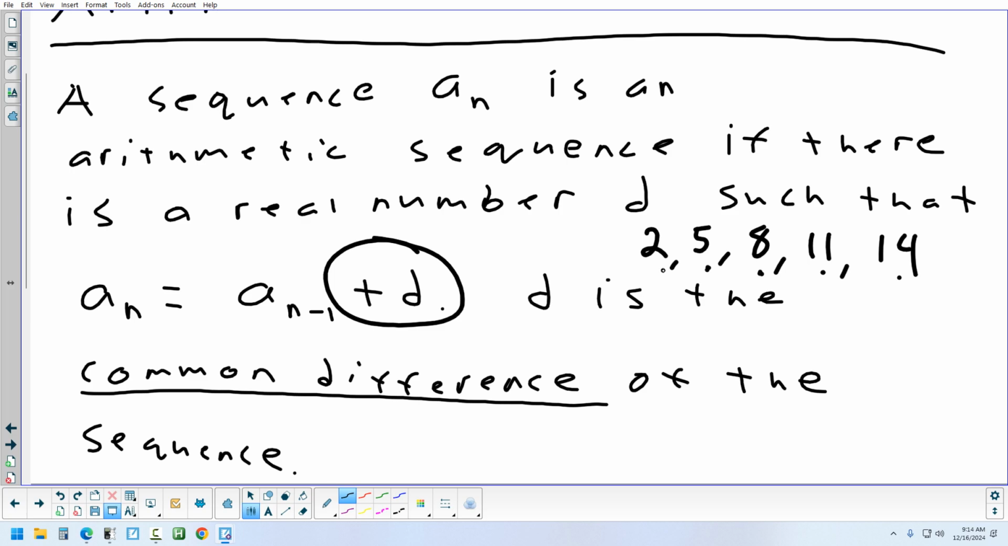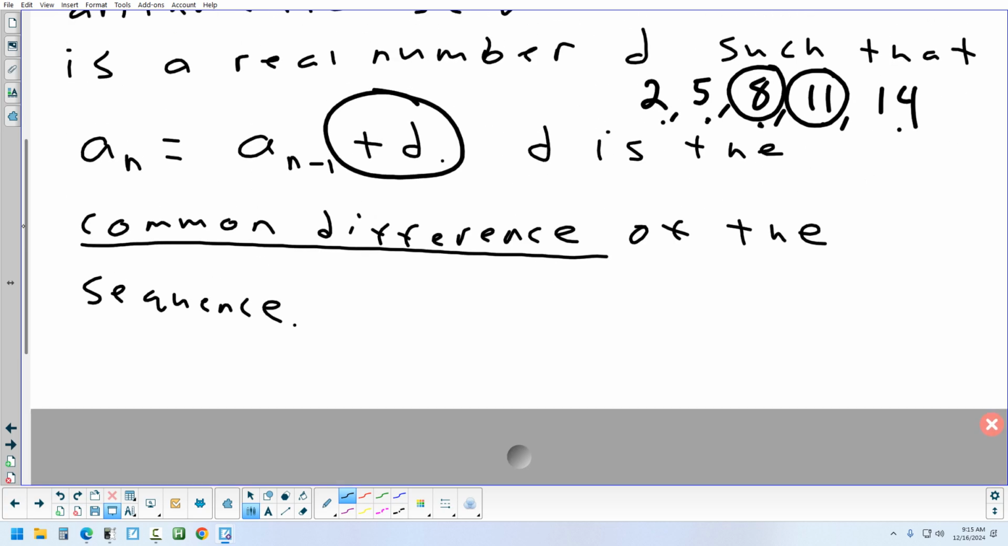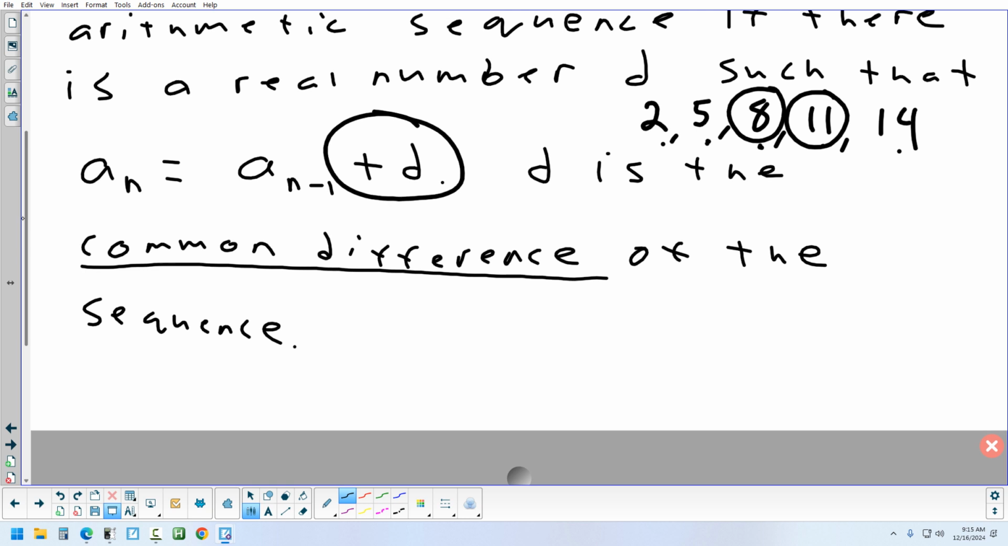So if you take any term in the sequence and subtract the one immediately before it, that's how you find the common difference. Take any term you want and subtract the one immediately before it. If that comes out the same every single time, then you have an arithmetic sequence. If it comes out different, even just one time, then your sequence is not arithmetic. So no matter what term you take, the difference has to be 3 in this problem. It doesn't have to be 3 in every problem. It could be 5, it could be 10, but it's got to be the same every time.